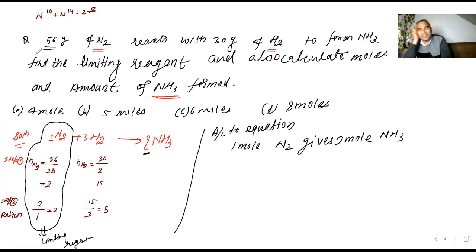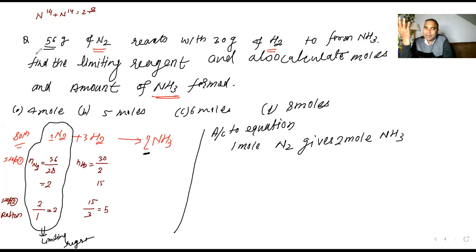N2 is the limiting reagent, and 56 gram is there. You don't have to think about that. You have to compare moles with moles. So 56 gram N2 means how many moles?